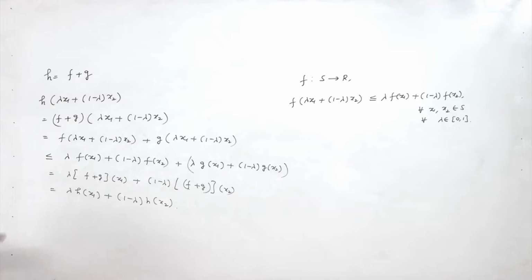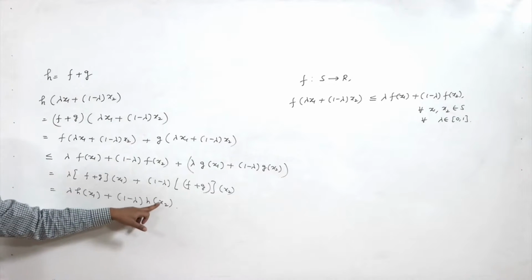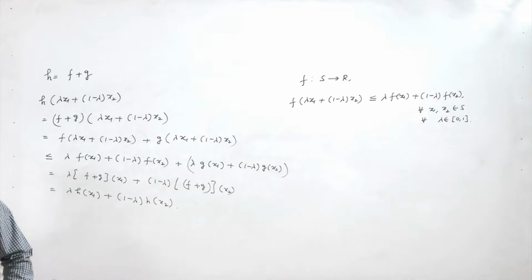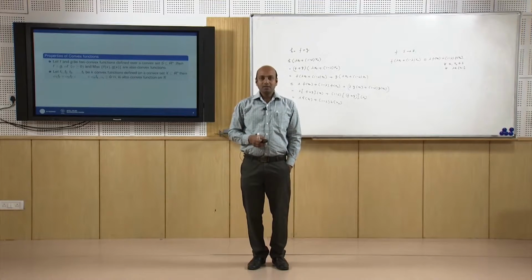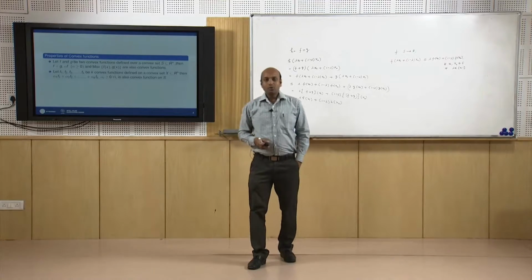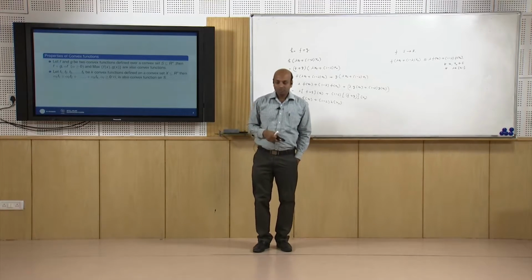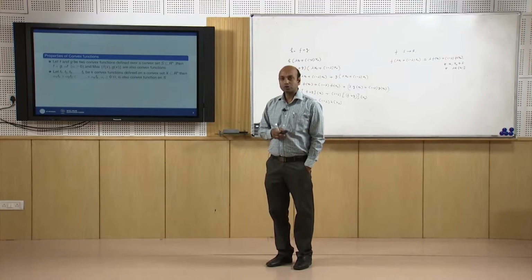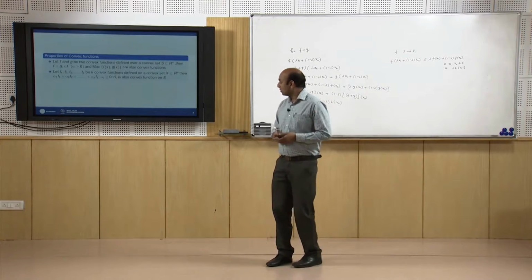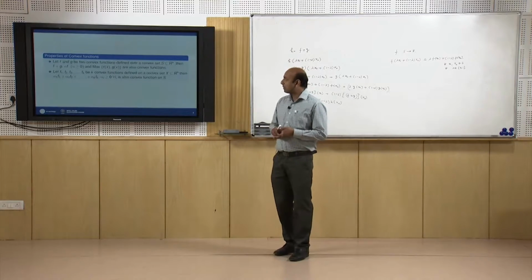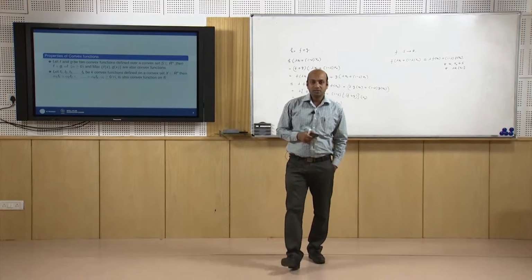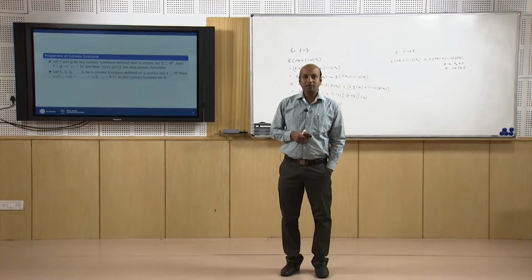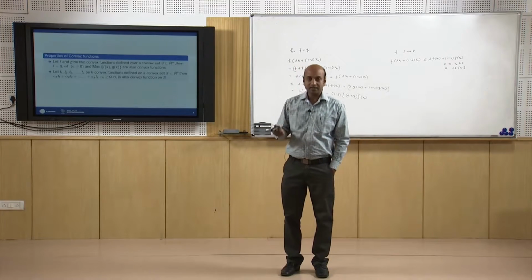So, we have shown that h of lambda x1 plus 1 minus lambda x2 is less than or equal to lambda h(x1) plus 1 minus lambda h(x2). This means h is a convex function, and h is nothing but the sum of f and g. So, the sum of two convex functions is also convex. Similarly, we can show that alpha times f is also a convex function. Now, to show that the maximum of two convex functions is also convex, we will discuss this when we discuss the epigraph of these convex functions in our next class.